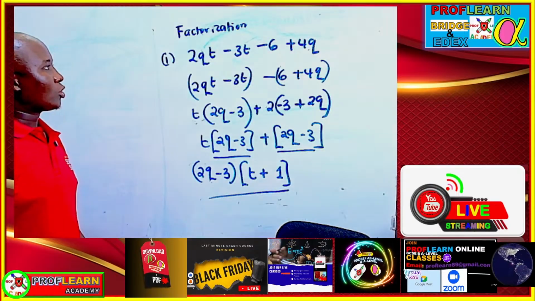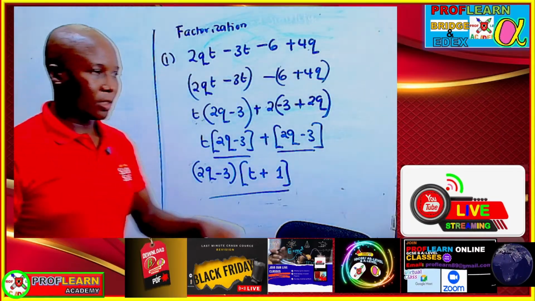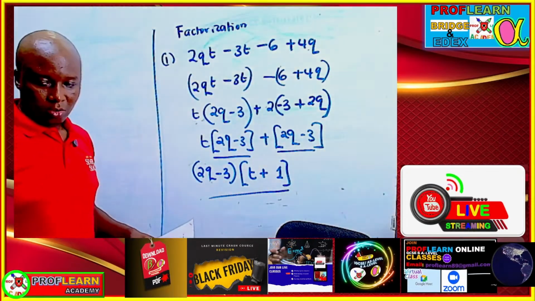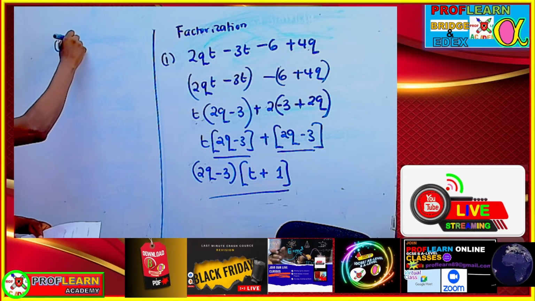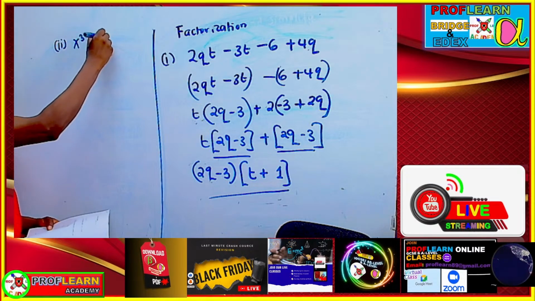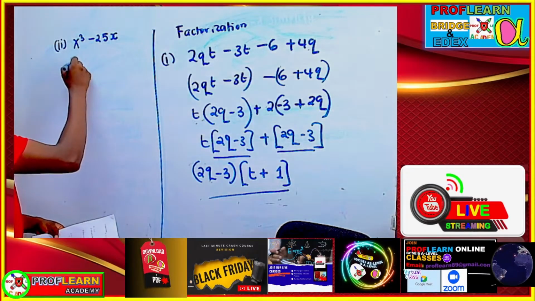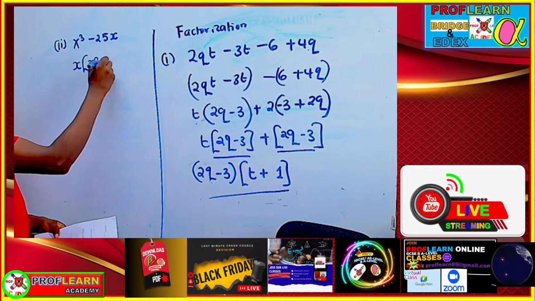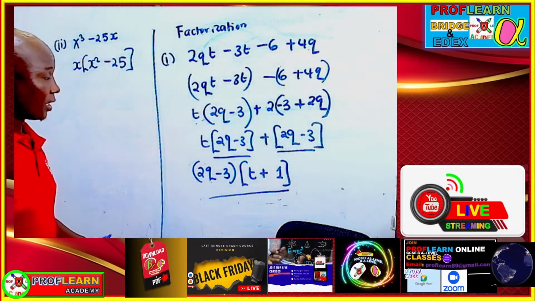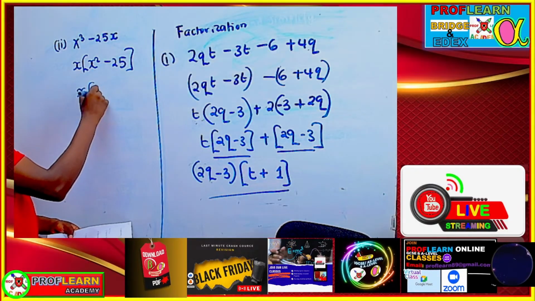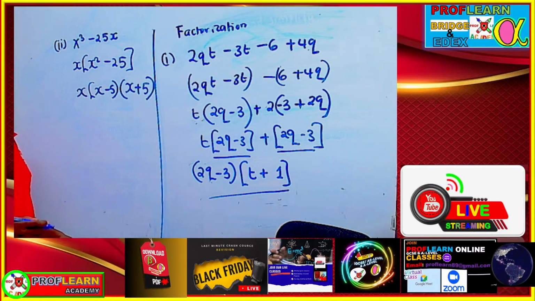So you are going to meet questions whereby you are told to factorize, and this is one of the kinds of question you can be given. Another sort of question is like Roman 2. Here you are told x cubed minus 25x. If you look at this expression, x is common, and if you factor out x, you are going to remain with x squared minus 25. But whatever you have is a difference of 2 squares, so this is going to be x into bracket x minus 5, x plus 5. So this is now fully factorized.